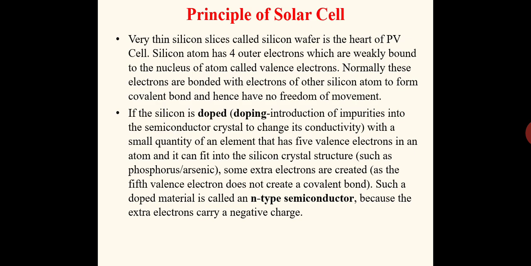Normally these electrons are bound with the electrons of other silicon atoms to form covalent bonds, and hence there is no freedom of movement. If one silicon atom is combined with another silicon atom to form the continuous structure of silicon, these four valence electrons at the outermost shell will combine with the electrons of the nearby silicon atoms. So all the atoms form covalent bonds, and no electron is free to move. That is the basic structure of silicon.